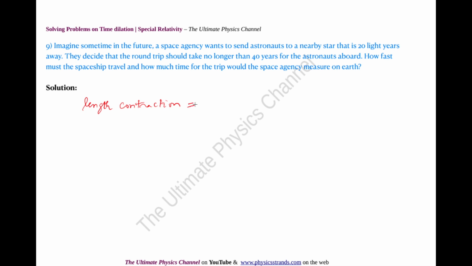So the length contraction idea is that proper length L naught gets contracted to L naught times the square root of 1 minus u squared over c squared, which we generally call the contracted length L, because the frame in which this length is measured is moving at a speed u. That is the idea of length contraction. So I give the expression here.